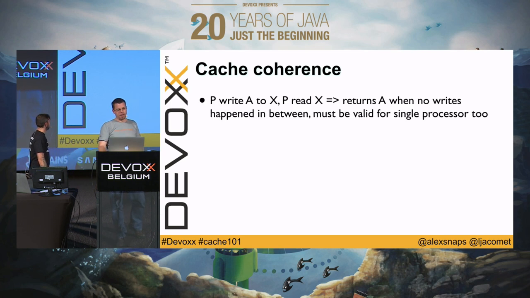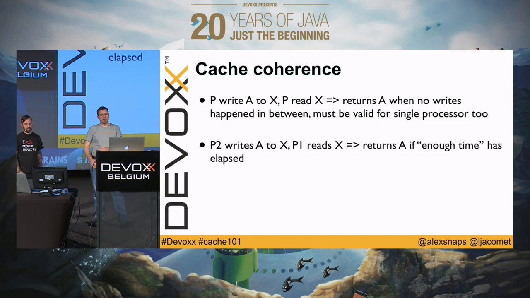So how do we define cache coherence? Let's take a process that writes A to some location X. And then the same process reads that same location. We probably want to be able to read A when no writes happen in between. And by the way, this remains valid for a single processor. So that means that you should read your writes. And it's highly desirable. Just imagine what happens if you write A and then you get B out of the blue. Like, what?